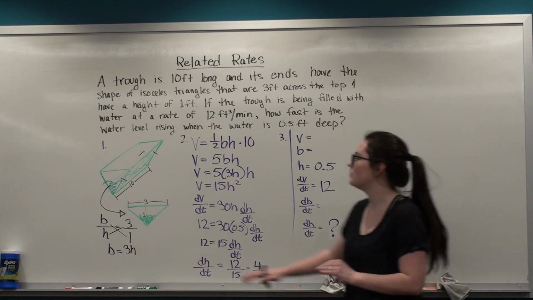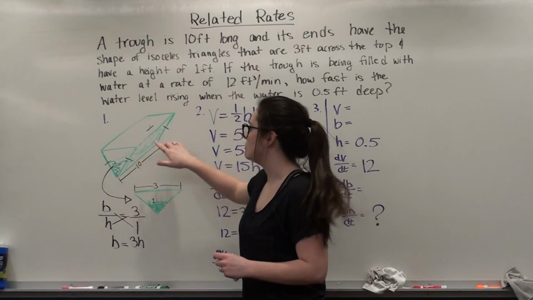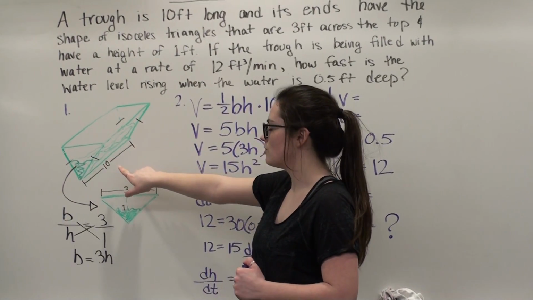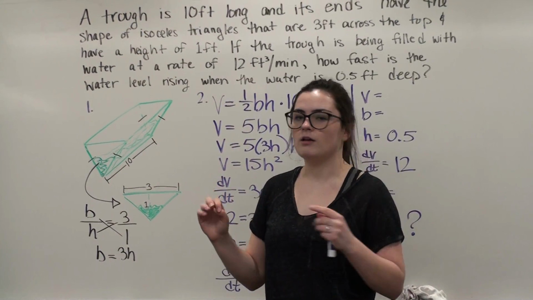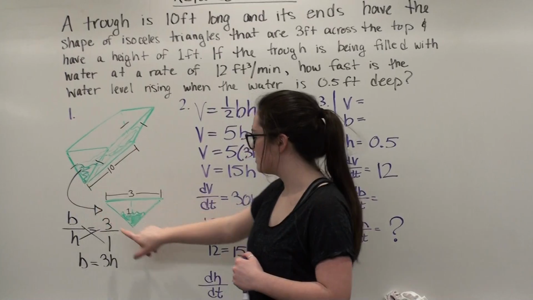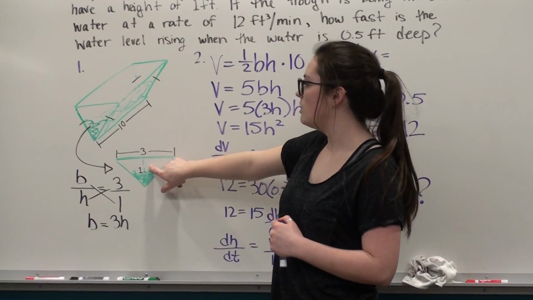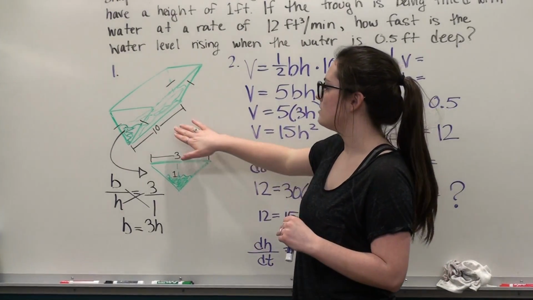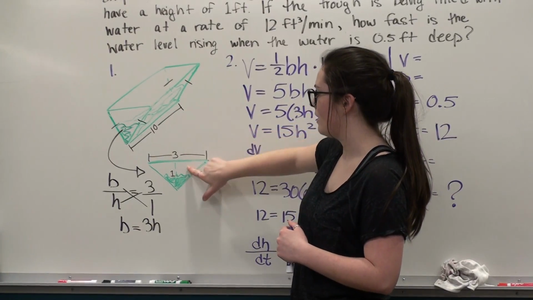So the first one is going to be to draw a picture. Visualize what you're looking at and what you have to find. So I drew the trough here, the water inside, the tick marks represent the isosceles triangles, and then they gave us this extra information about the triangles on the end. So I kind of blew this one up here, and they told us that the base of that is 3 and the height is 1. So any constant number that they gave us that will not change and has to do with the trough and not the water, I've identified over here. So 10, 3, and 1.